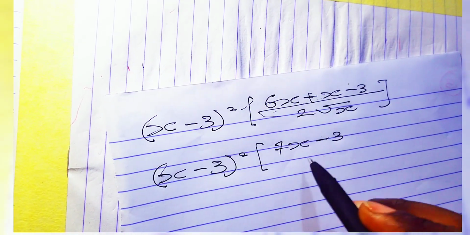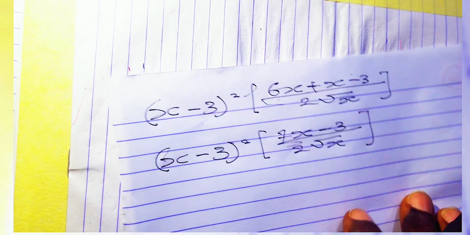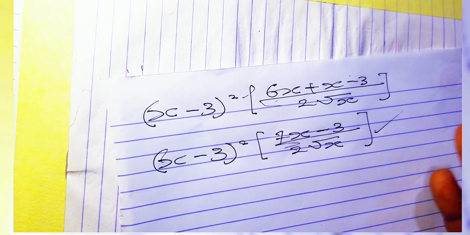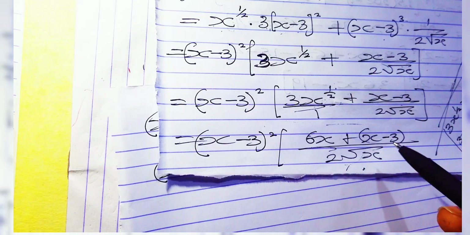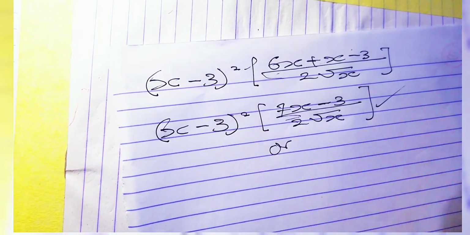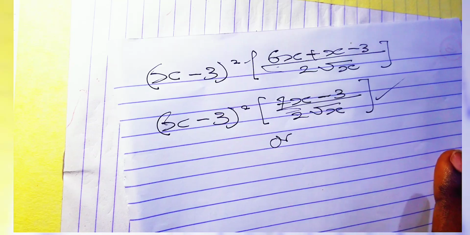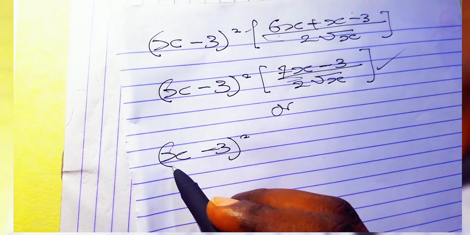So we have 7x minus 3 over 2 root x, okay, and then we can actually choose to stop it, but at the same time the answer can still be solved further, but we can actually choose to stop it. So that is the answer to this, okay? But if we choose to solve it further, we can actually go further. That means we'll need to separate this, and if we're separating that, we have to do this one, that is x minus 3 squared in the bracket.